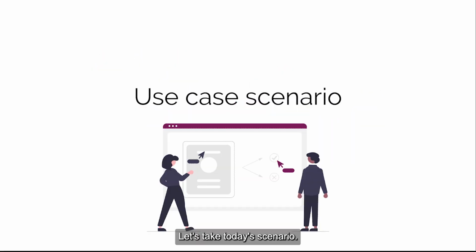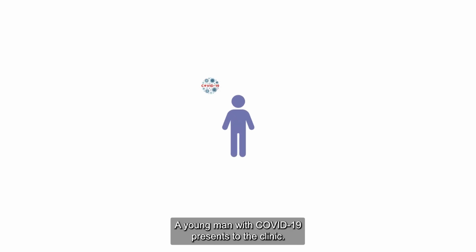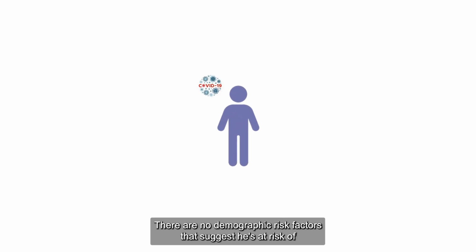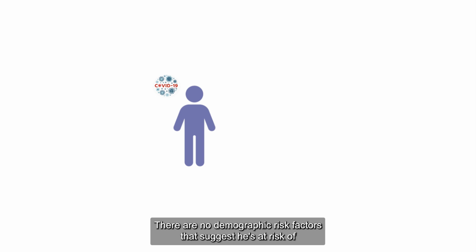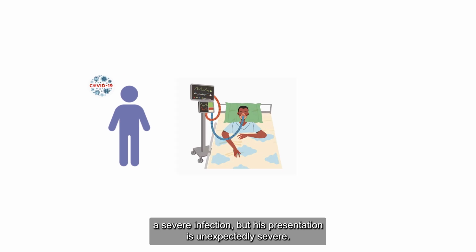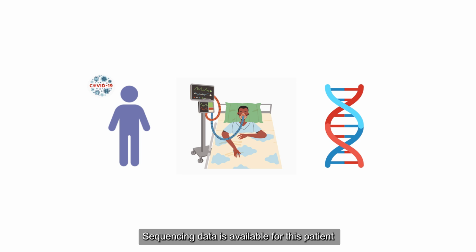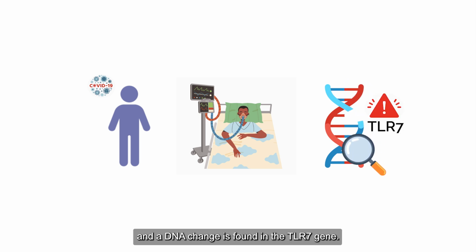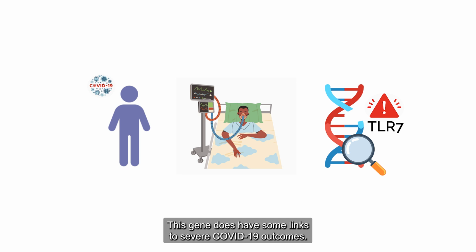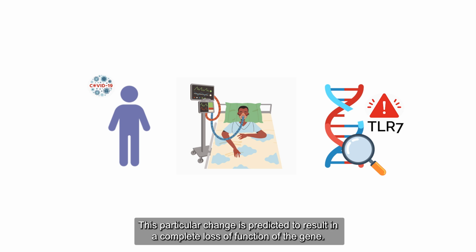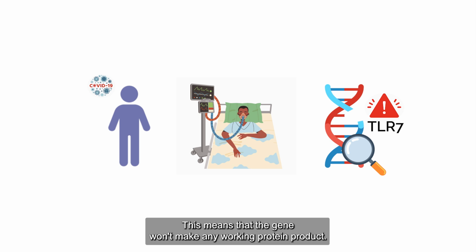Let's take today's scenario. A young man with COVID-19 presents to the clinic. There are no demographic risk factors that suggest he's at risk of a severe infection, but his presentation is unexpectedly severe. Sequencing data is available for this patient, and a DNA change is found in the TLR7 gene. This gene does have some links to severe COVID-19 outcomes. This particular change is predicted to result in a complete loss of function of the gene. This means that the gene won't make any working protein product.